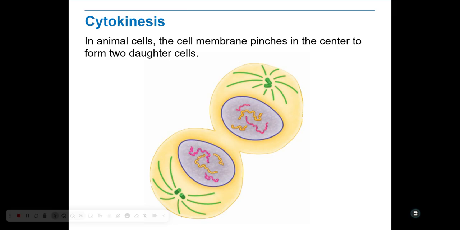In cytokinesis in the animal cell, the cell membrane pinches in the center to form two daughter cells. In plant cells, it's slightly different. A cell plate will form. It's kind of like the beginning of a cell wall, and then the cell wall will form in between as well, just to give them that cell wall shape again that plant cells have, kind of that blocky shape. So that is, in a nutshell, the entire process of cell division.